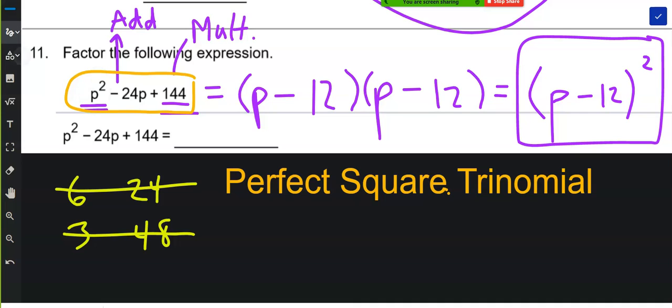All right, now, could we take the square root of p squared? Would that have worked to find the first part? Could we have taken the square root of 144 to find the second part? Yeah, it would have worked. So we could have used that strategy in this case. Now, what was the difference between them?